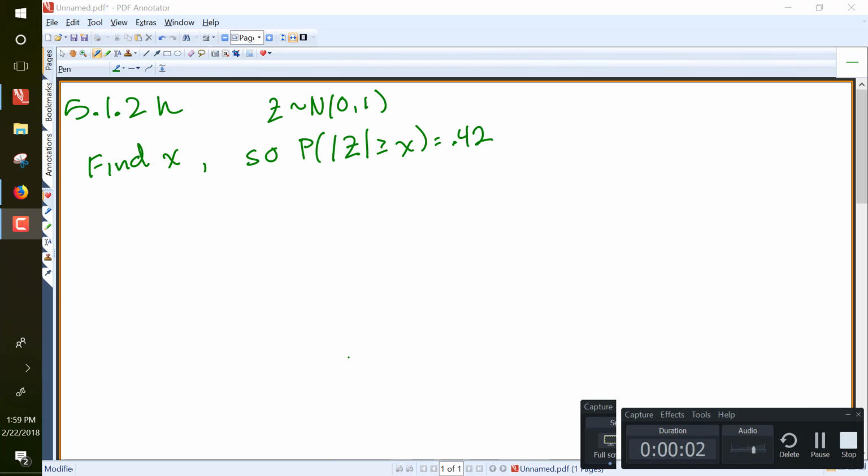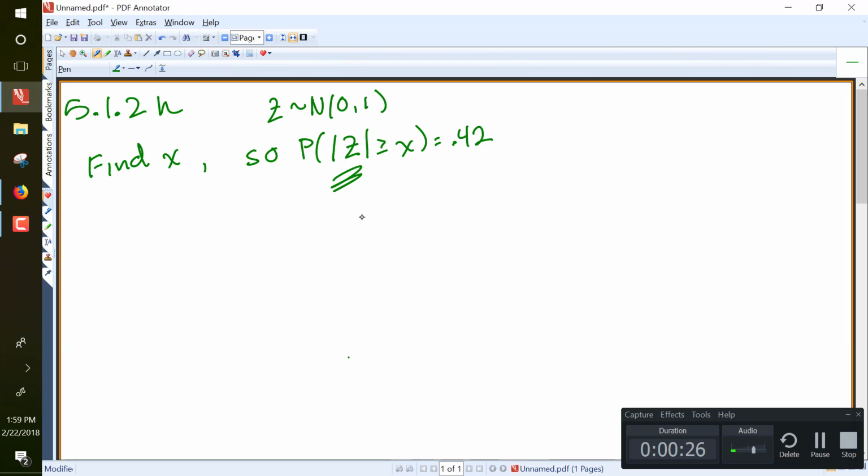In this one, we have z is a standard normal random variable with a mean of 0 and a standard deviation or variance of 1. And it says find x so that the probability of the absolute value of z is greater than or equal to x is equal to 0.42. And this absolute value is what seems to throw people off. Okay, so you have absolute value is greater than or equal to.